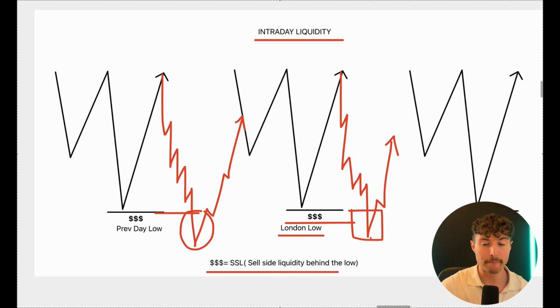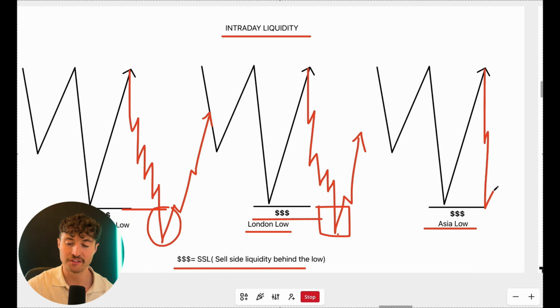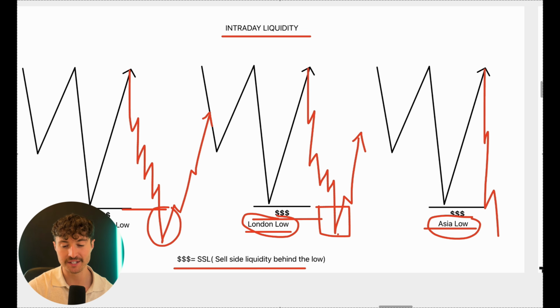But the most important one is the Asia low, and this acts exactly the same. So what I recommend you to do when you're starting out is just to start with the London low and start with the Asia low. These are two very mechanical ways to identify intraday liquidity in the market.